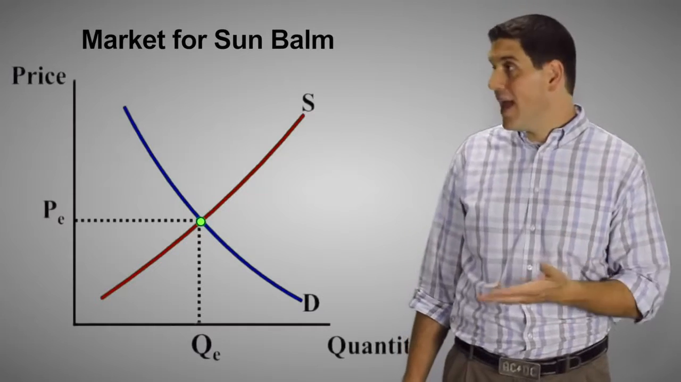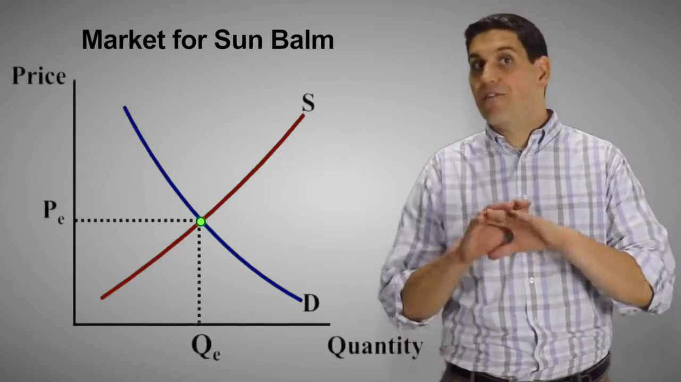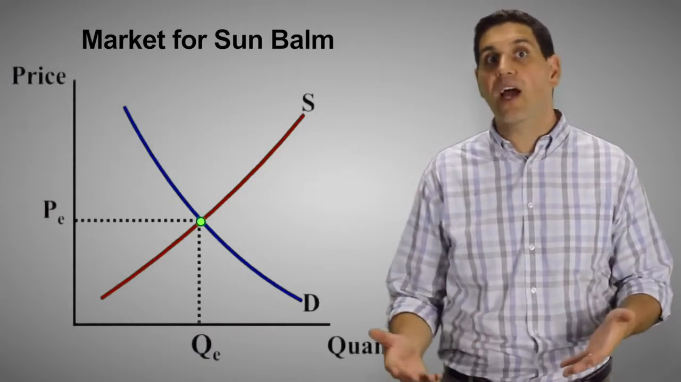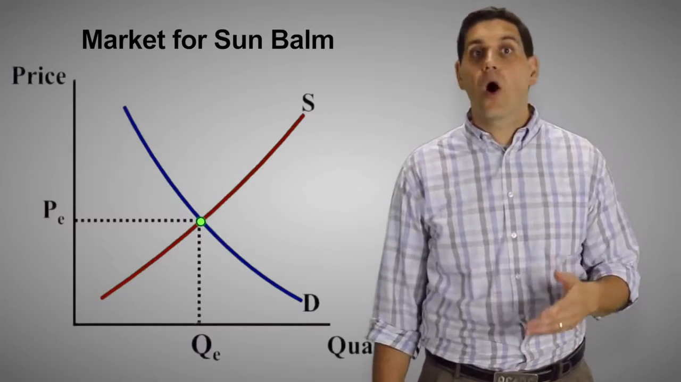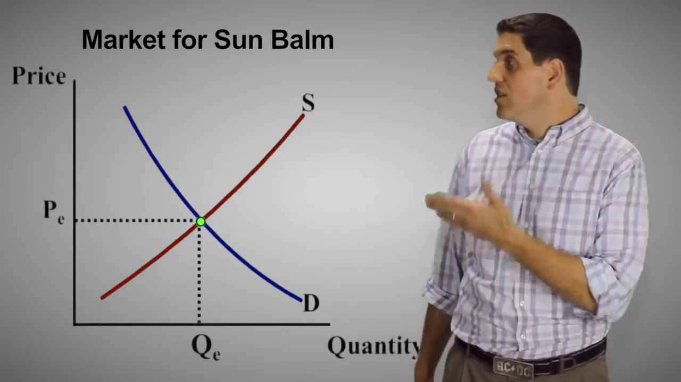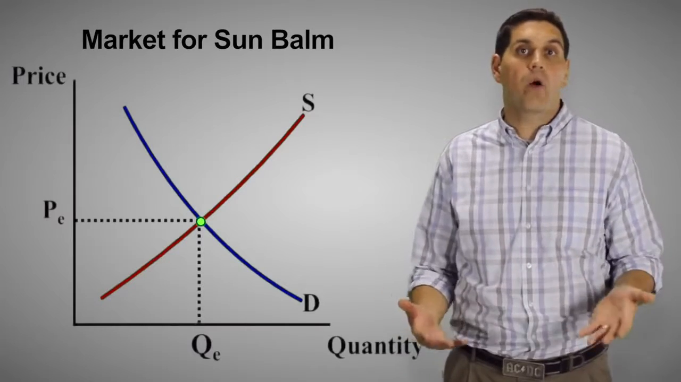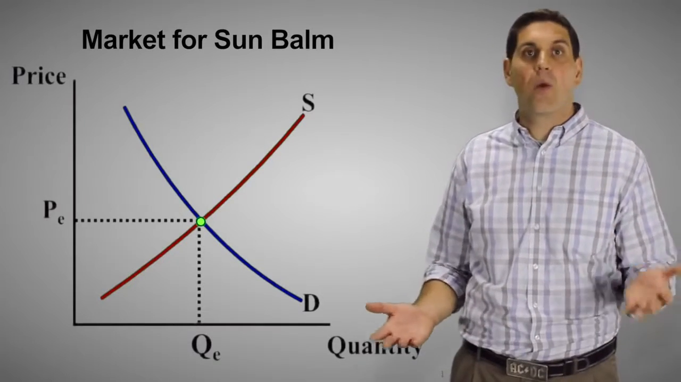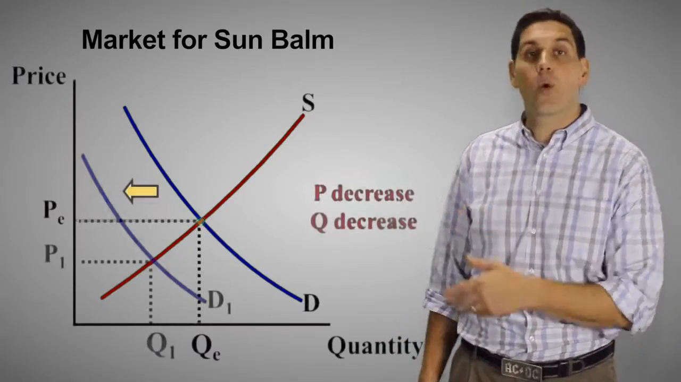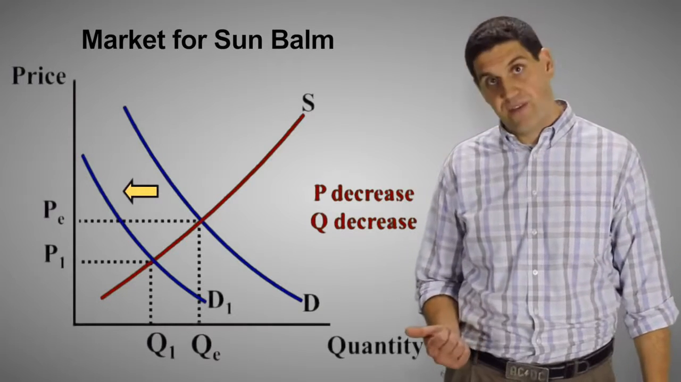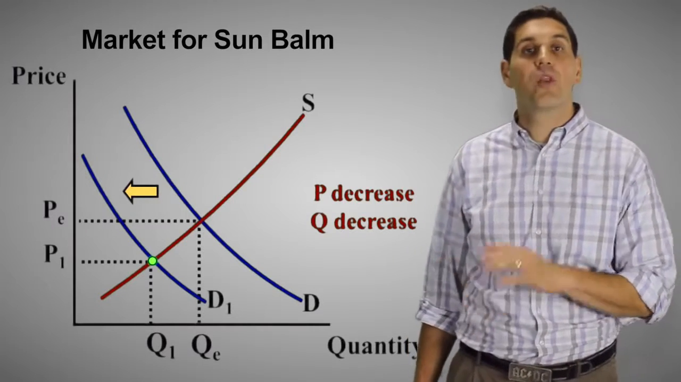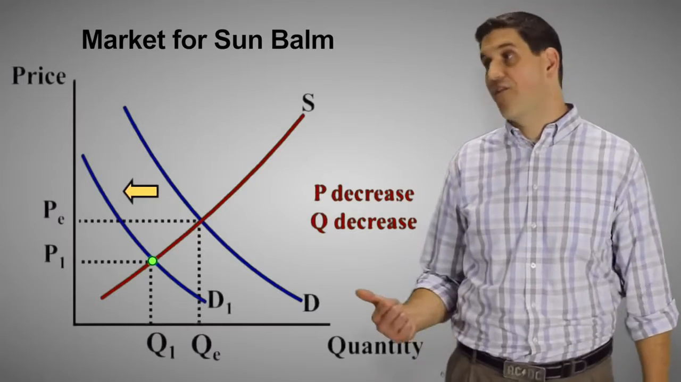Well, it's definitely going to affect demand because it's going to affect consumers. It's going to have no effect on supply or the production of sunbalm. Now, is the demand going to go up or is it going to go down? Well, of course, the demand's going to go down because people don't want to wear sunbalm during the wintertime. They want to wear it during the summertime. So the demand is going to decrease or shift to the left. The new equilibrium is right here, and so the price and the quantity is going to fall.